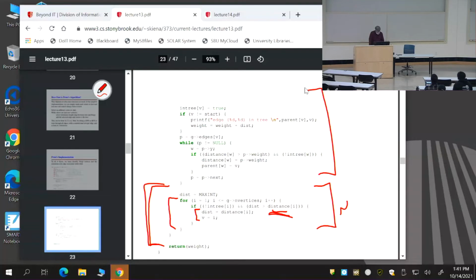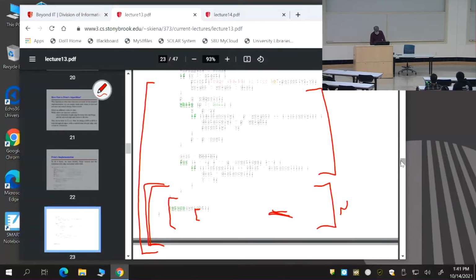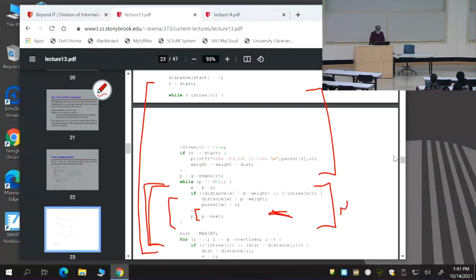And what was the thing? We had an outer loop here that was going around how many times? Let's take a look at it. While not in tree, we're going to go through one iteration for every vertex. It's going to go around n minus 1 times. N times n. This is an order n squared implementation of Prim's algorithm. Any questions about that?